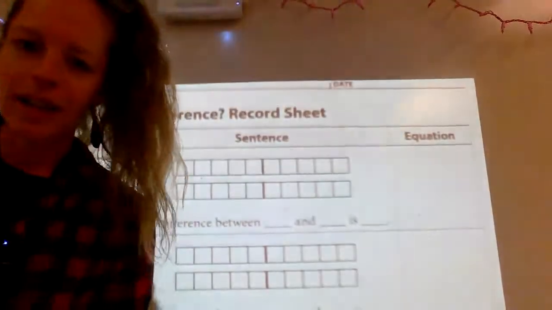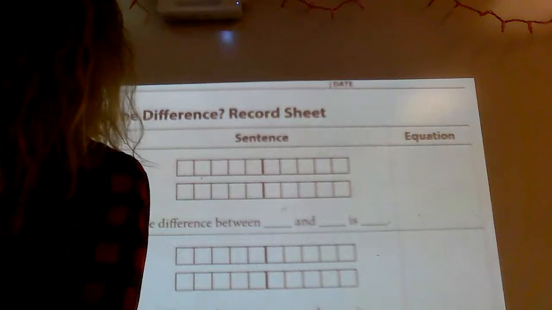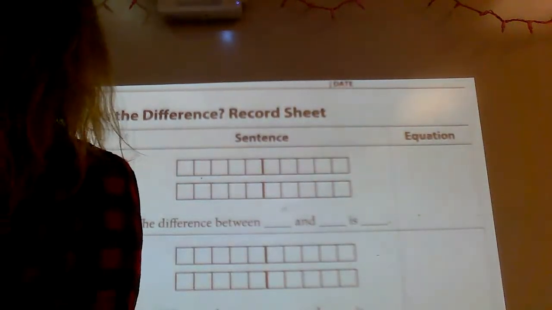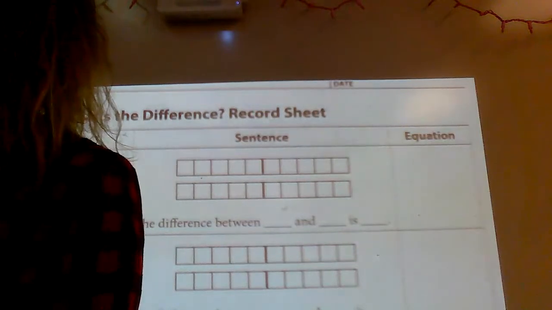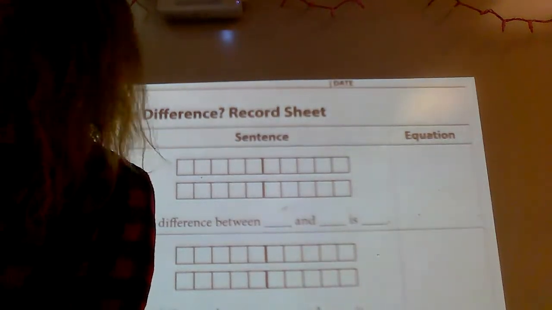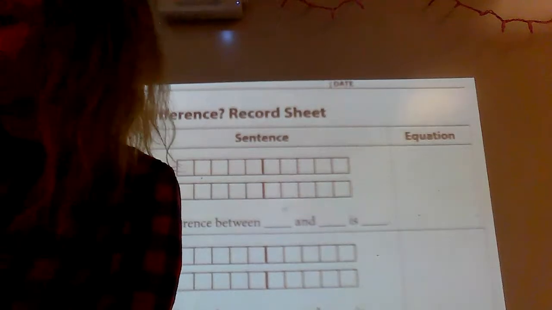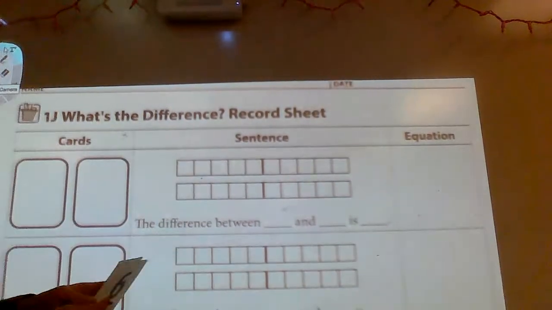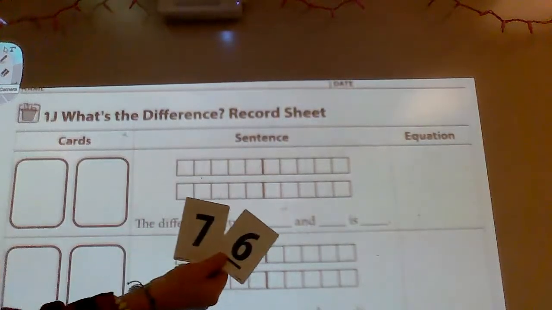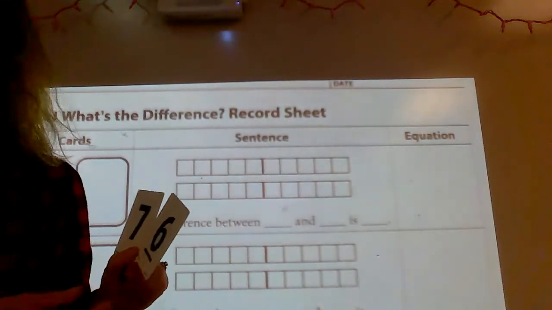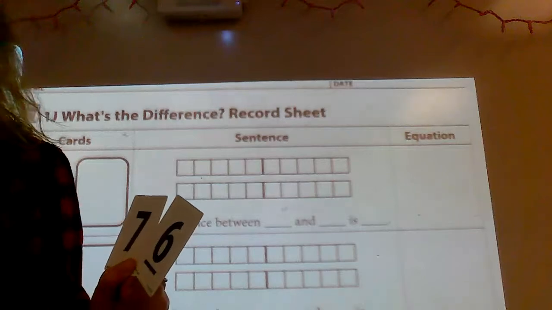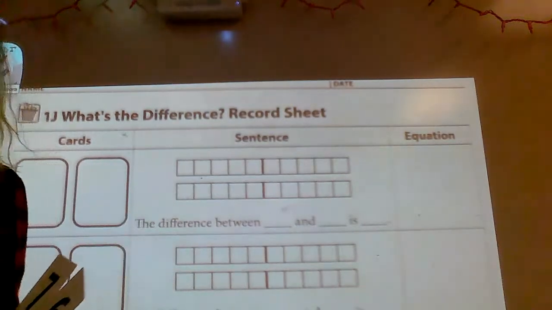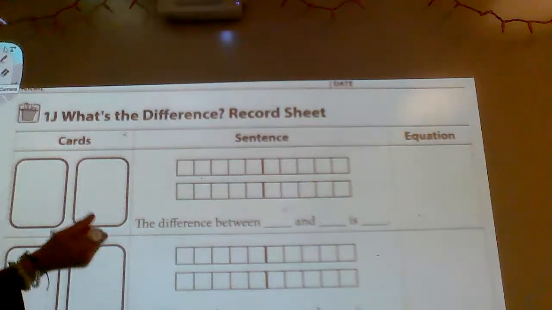All right, I'm going to go ahead and mix up my cards. Mixing, mixing, mixing. All right. Each player takes 2 cards. So, I picked a 7 and a 6. It says, write the numbers on your cards and color in the boxes. Use 2 different colors.